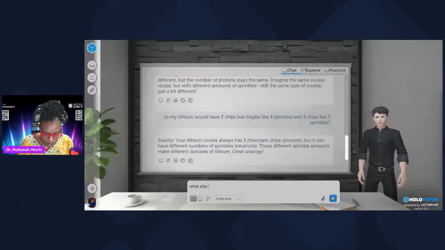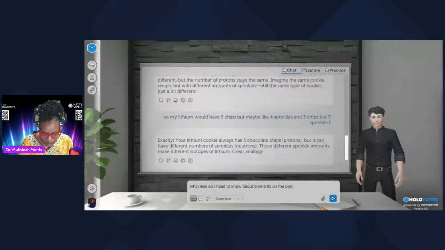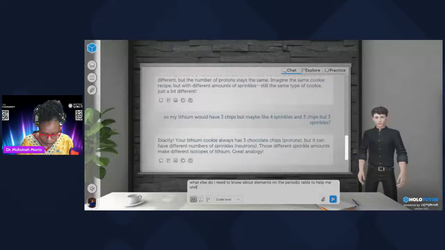What else do I need to know about elements on the periodic table to help me understand orbitals?